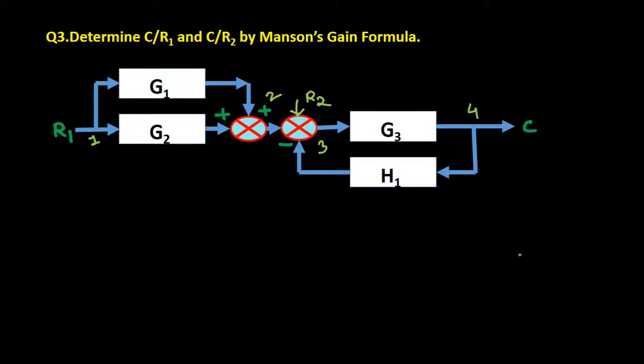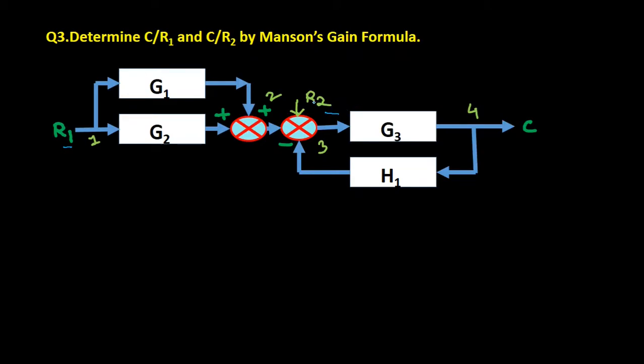In this lecture we are going to solve the third question by applying Mason's gain formula. The question is: determine the ratio C by R1 and C by R2 by Mason's gain formula. In this block diagram two input signals are given, R1 and R2, and we have to find out the transfer function individually with respect to R1 as well as with respect to R2.